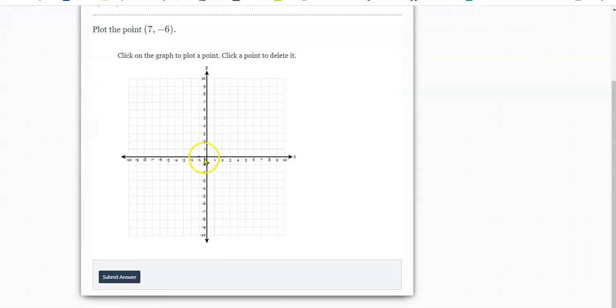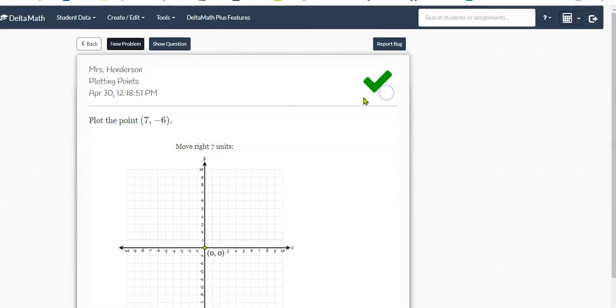Let's try that again. The first number is 7. That's left or right. +7 is to the right. Then -6 down the y-axis. 1, 2, 3, 4, 5, 6, click, and we're done.